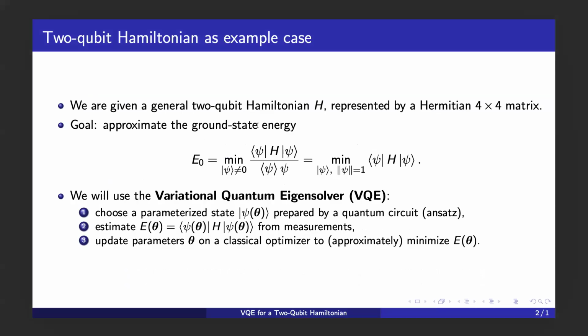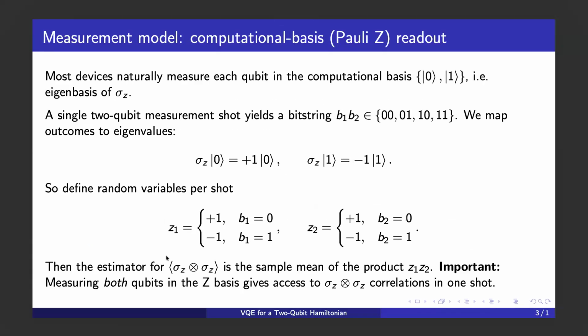So if you look at the 2-qubit Hamiltonian, which is now represented in project 1 as a 4x4 Hermitian matrix, what we want is simply to find the ground state energy with a VQE. We choose a parameterized state, we estimate it from measurements, and then we update the parameters as we did for the 1-qubit case. So nothing new here.